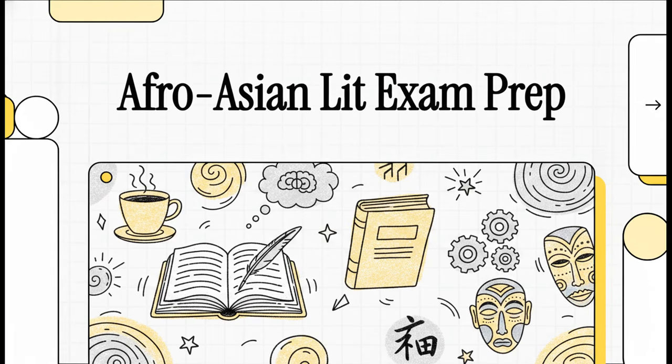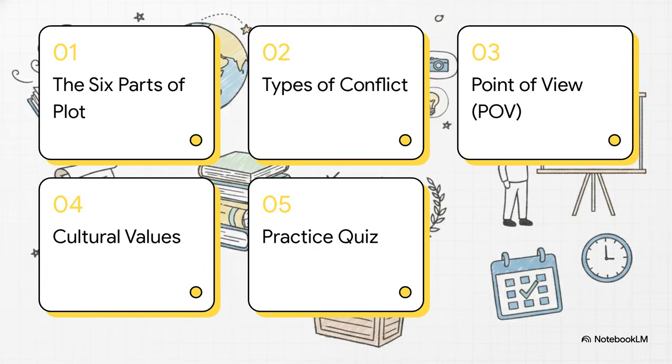We're going to break down the mechanics of storytelling so clearly that you will literally never look at a folktale the exact same way again. Here's our super quick study syllabus for today. We'll cover the 6 parts of plot, internal versus external conflict, identifying point of view, cultural values, and filial piety, and then wrap up with a final exam practice quiz. Let's get right into it.